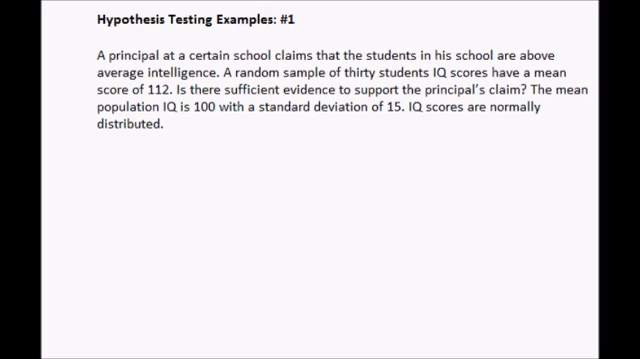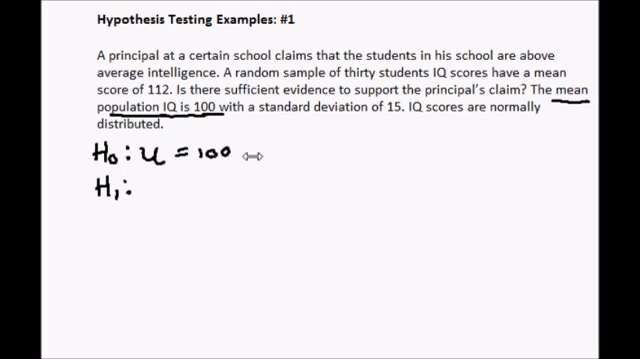Well, the first step is to write the null and alternate hypotheses. If you're not familiar with doing this, you may want to check out my previous video on how to state the null hypothesis. So our null hypothesis, that's H sub 0, is the accepted fact. Well, the mean population IQ is 100. This is our accepted fact. So the mean, mu, is equal to 100.